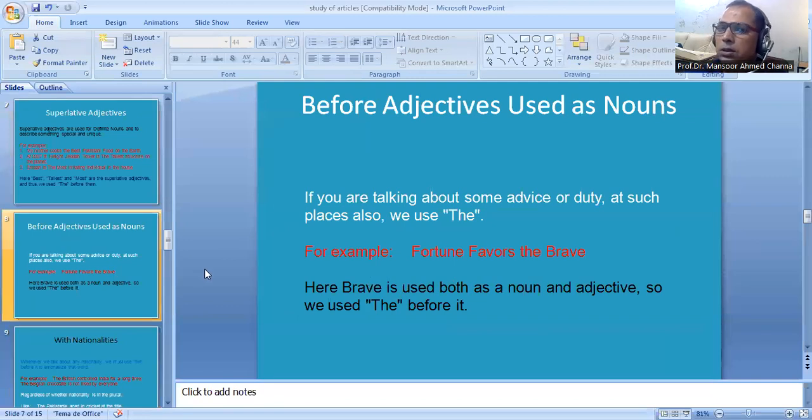We use the before adjectives used as nouns. If you're talking about some advice or duty, in such places also we use the. For example, fortune favors the brave. Here, brave is used both as a noun and adjective. So we use the before it.